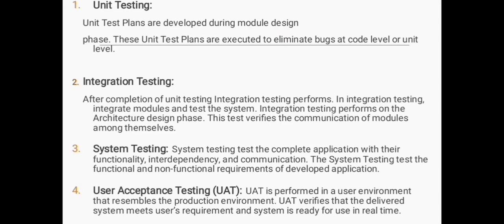Third one is system testing. System testing tests the complete application with its functionality, interdependency, and communication. System testing tests functional and non-functional requirements of the developed application. Fourth one is user acceptance testing, which is also called UAT. UAT is performed in a user environment that resembles the production environment. UAT verifies that the delivered system meets user requirements and the system is ready for use in real time.